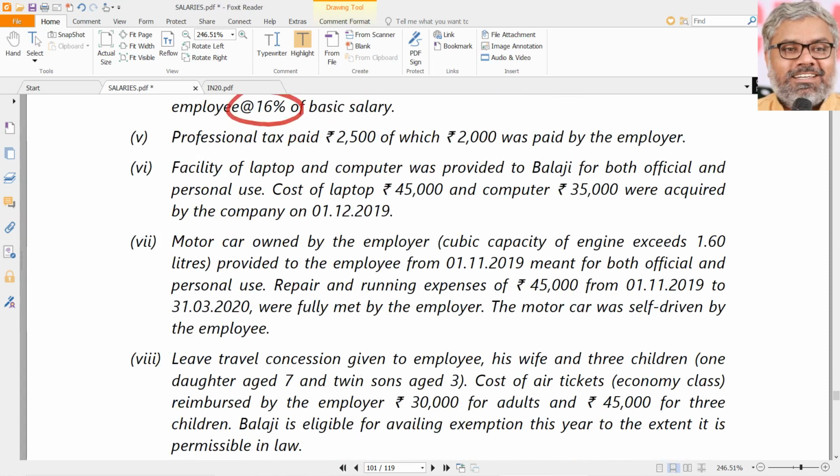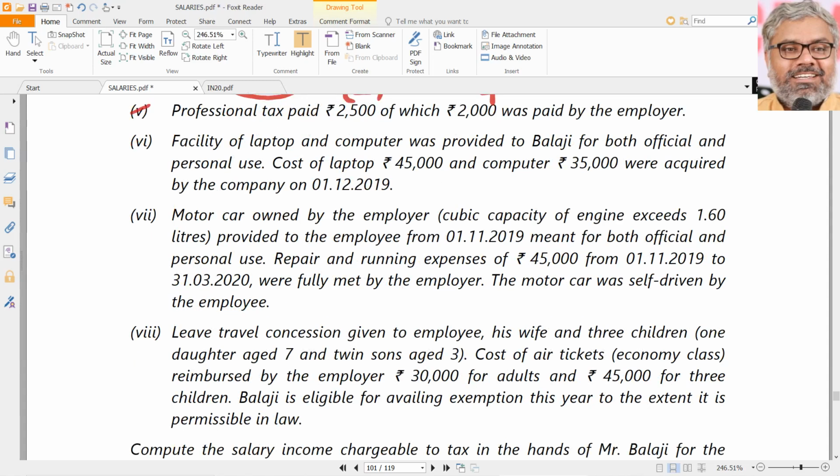Then professional tax paid is 2,500, of which 2,000 was paid by employer. So 2,000 will be included first. How much will be deducted later? 2,500 will be deducted later. So when we say includable in the salary, this is 2,000. How much should be deducted later under section 16(iii)? 2,500. That's it.